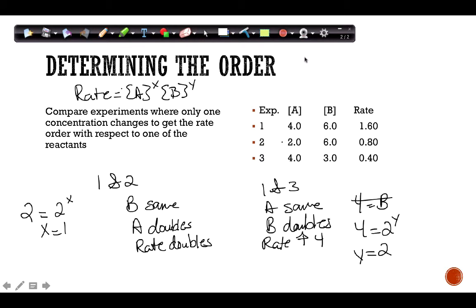So basically, my rate law should be written like this. A is to the first, and B is to the second. So my overall rate order would be third. A would be first and B would be second. Now, if I wanted to, I could also go further and solve for k by picking any of these experiments and plugging it into the equation.